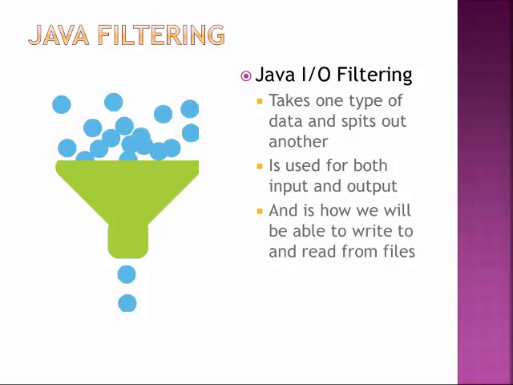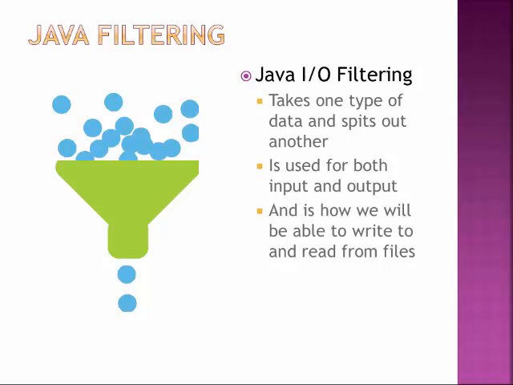I use the filters when I want to read in data to convert it from ones and zeros to, in our case, characters, and then we'll do characters to lines, and that's how we're going to read in files eventually. And we can also do it for writing stuff. We go from objects into text into ones and zeros. That's what we're going to be heading towards here.